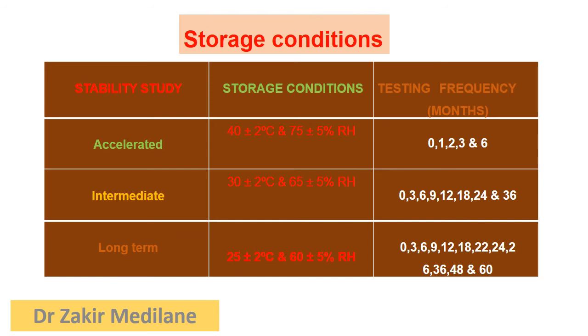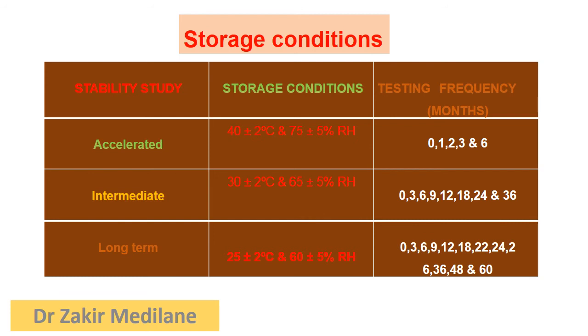When we see the testing frequency of the intermediate stability studies compared with the accelerated, it varies through 3, 6, 9, 12, 18, 24 and 36 months, whereas for accelerated the maximum is from 0 to 6. In the intermediate stability studies the frequency starts at 3 and the maximum goes to 36 months, nearly more than 2 years of stability testing.